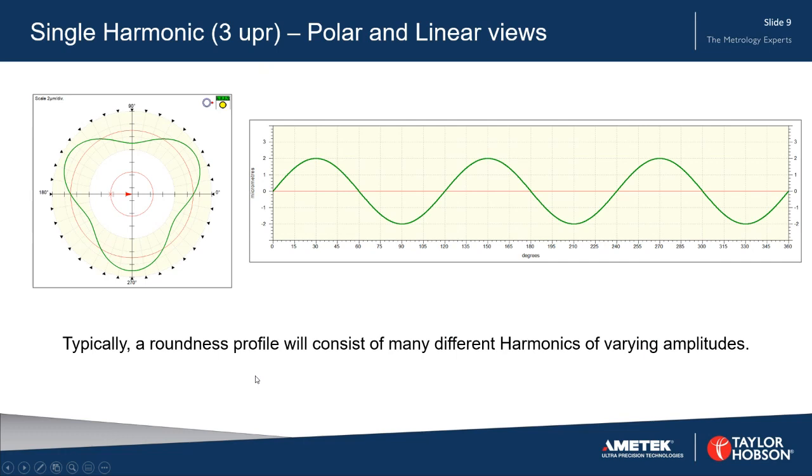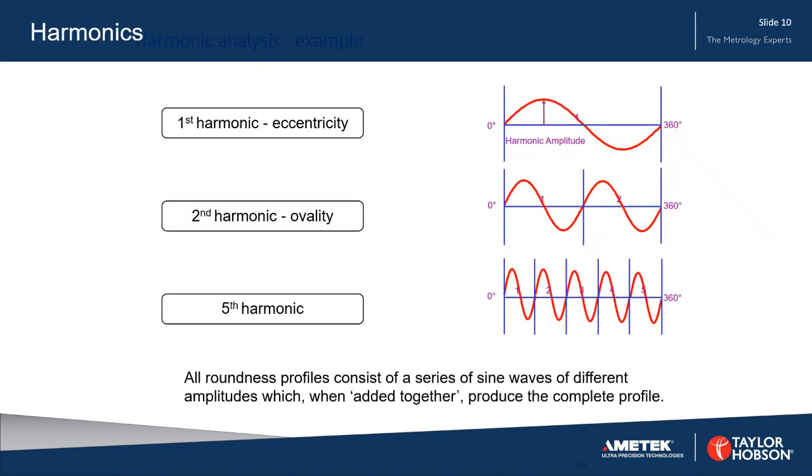But typically, a roundness profile will consist of many different harmonics of varying amplitudes, not just one like this. It's possible to get something like this, but usually a typical roundness profile is made up of many different harmonics. If we consider some of them, the first harmonic is known as the eccentricity. And again, first harmonic means it's got 1 peak here and 1 valley. We'll look at how these are generated in a minute.